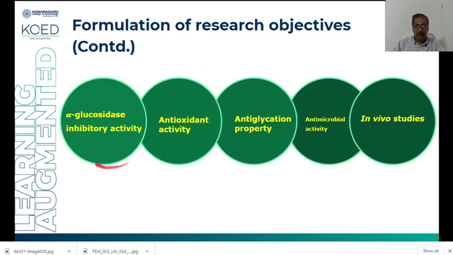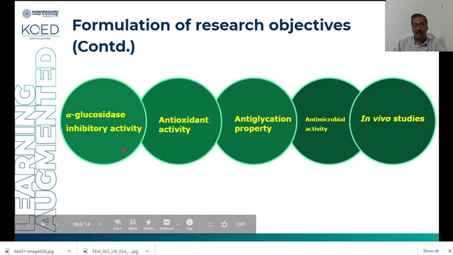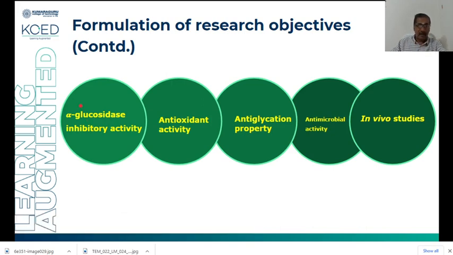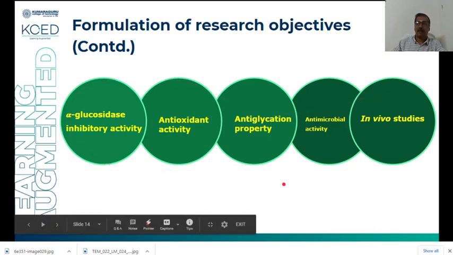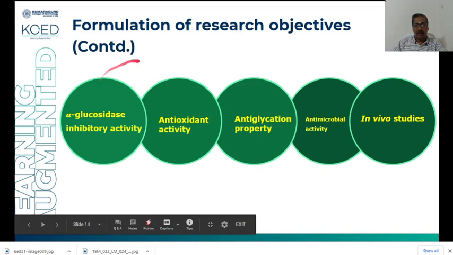Now here you have established it is having good anti-diabetic property, right? Then you go for antioxidant, and then at least you can jump to the in vivo studies. This is one dimension. Even I can frame another dimension. I have not reflected it here. So formulation of research objectives means each and every objective should be interlinked with each other.